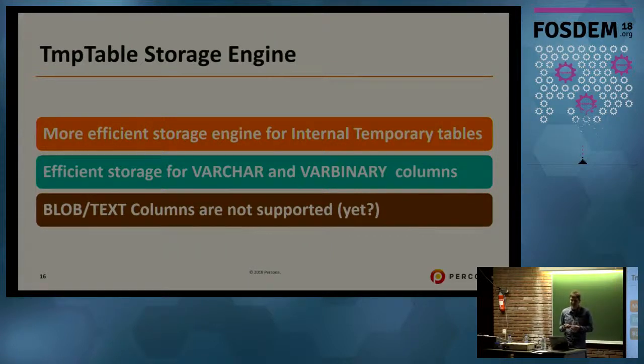Simple table storage engine. That is actually one of the things how UTF-8 was optimized. It's a much more efficient storage engine for internal temporary tables, which are used for many complicated group by queries. And what it provides is much more efficient storage for this temporary data, especially if you have varchar and varbinary columns. Right now, it doesn't deal with blob and text columns. Those still would require an InnoDB temporary table, but those are to be fixed, as I understand.